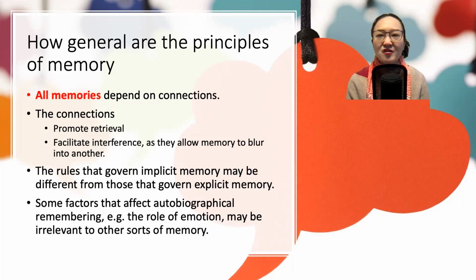How general are the principles of memory? All memories depend on connections. The connections promote retrieval. The connections facilitate interference as they allow memory to blur into another. The rules that govern implicit memory may be different from those that govern explicit memory. Some factors that affect autobiographical remembering, for example, the role of emotion, may be irrelevant to other sorts of memory.